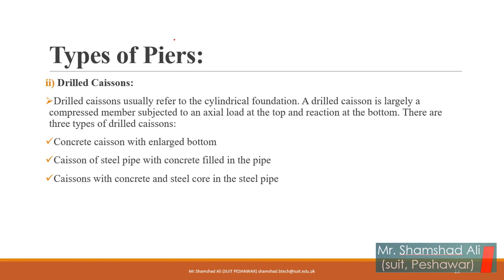Drilled caissons. Types of pier. Drilled caisson usually refers to the cylindrical foundation. A drilled caisson is largely a compressed member subjected to an axial load at the top and reaction at the bottom. There are three types of drilled caisson. Concrete caisson with enlarged bottom. Caisson of steel pipe with concrete filled in the pipe. Caisson with concrete and steel core in the steel pipe.